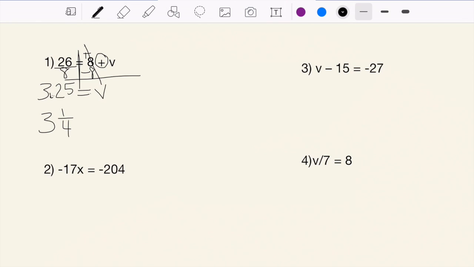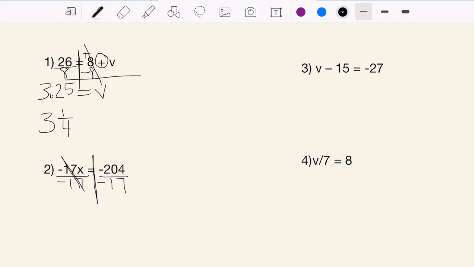Either one, these mean the same things if you think back to what we were doing when we converted between fractions and decimals. All right, let's look at number 2. Negative 17x equals negative 204. So we look at this and we say negative 17 and x are right next to each other. That means we are multiplying. So in order to get that x by itself, we've got to do the opposite and divide.